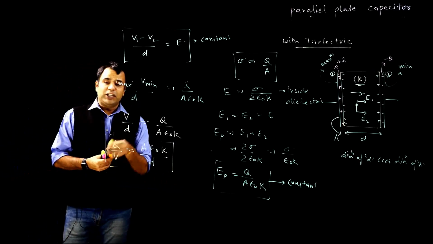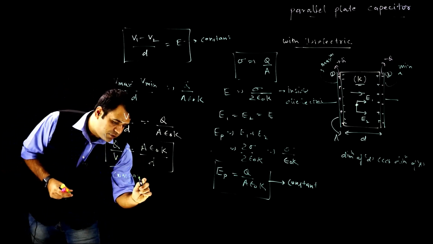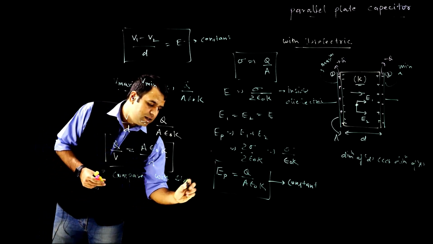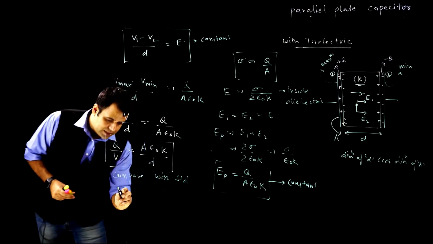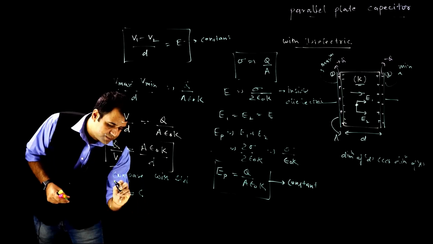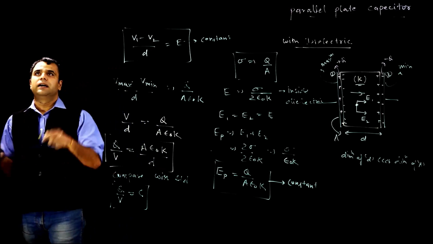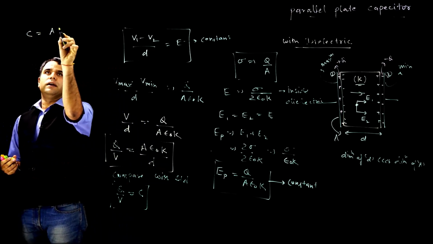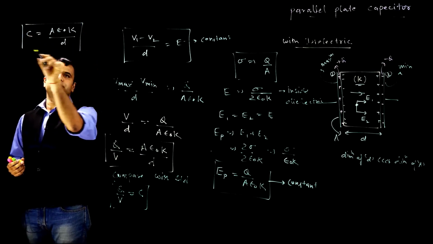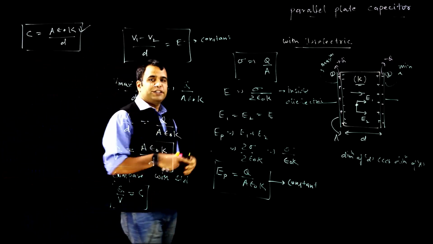So we get the ratio of Q by V. Now let's compare this formula with the standard equation, and that is Q by V is equal to C. So if I compare these two formulas, the value of C will be A epsilon naught K by D. So this is the capacitance for a capacitor in which there is a dielectric.